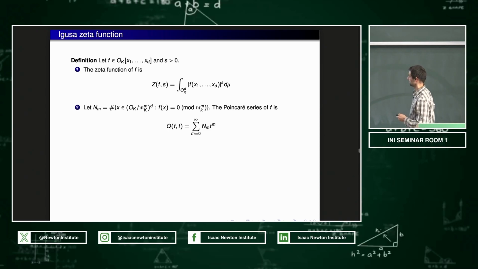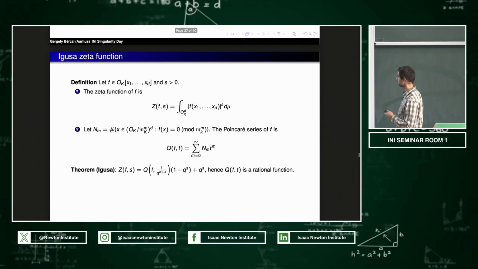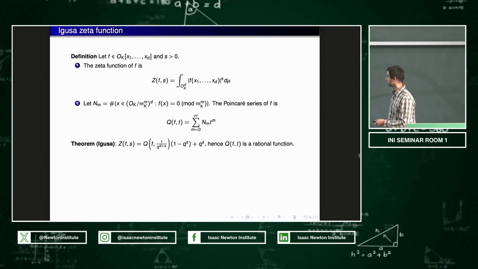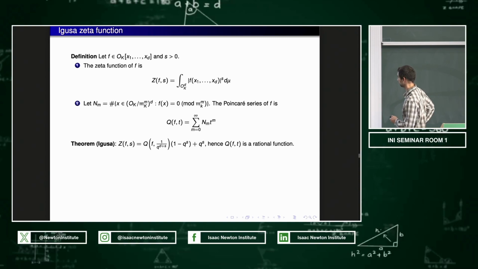So this is what is denoted by N_m, and the Poincaré series of f is now given as a generating function for these numbers. The point is that this is a classical theorem of Igusa, which says that this Igusa zeta function, so this integral, is a rational function of q to the s, and it has this direct expression through q.